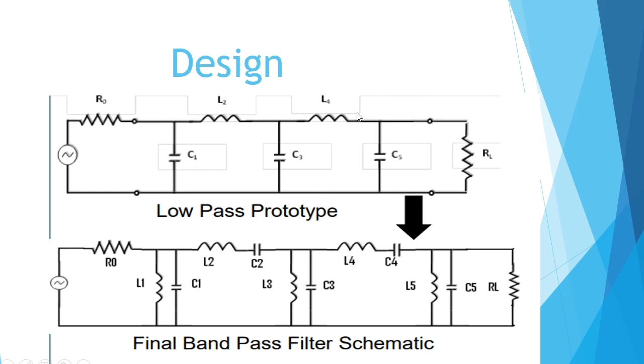Before designing the bandpass filter, a low-pass prototype is needed. This is the T combination network of the low-pass filter. Then I will convert it to the bandpass filter. So this is the bandpass filter schematic diagram.